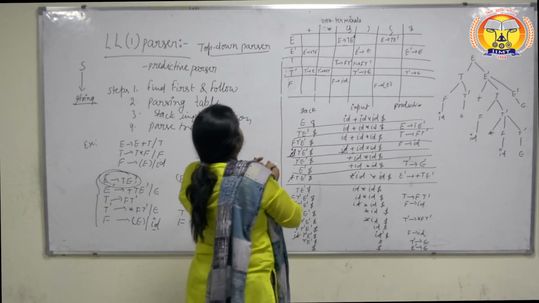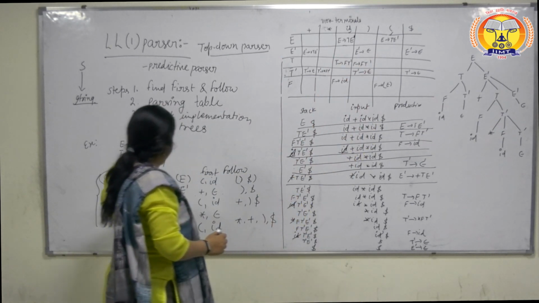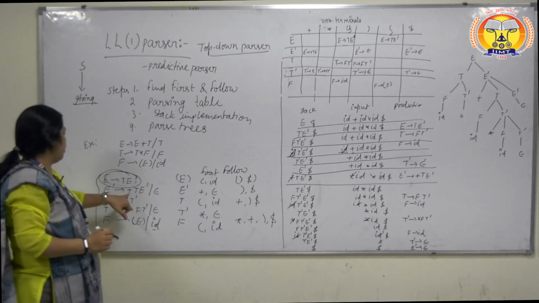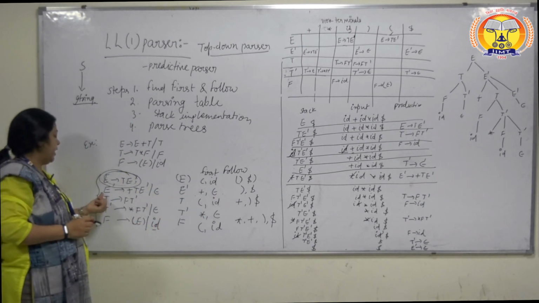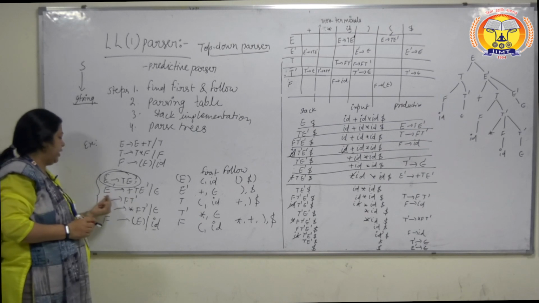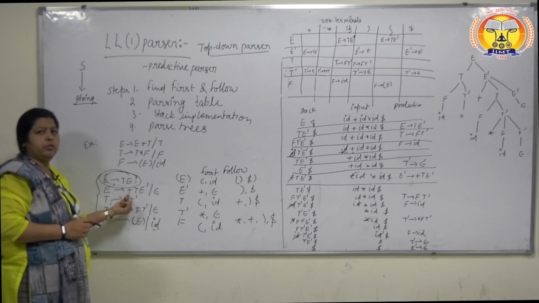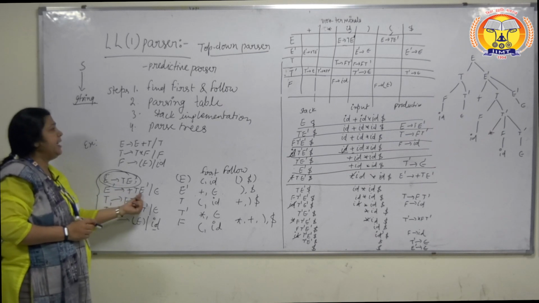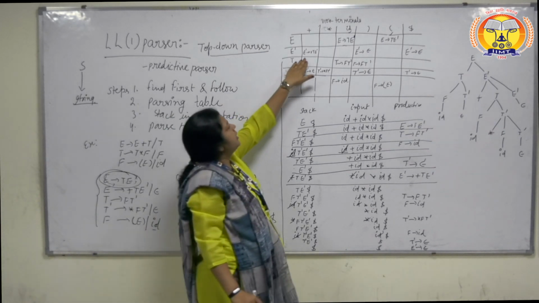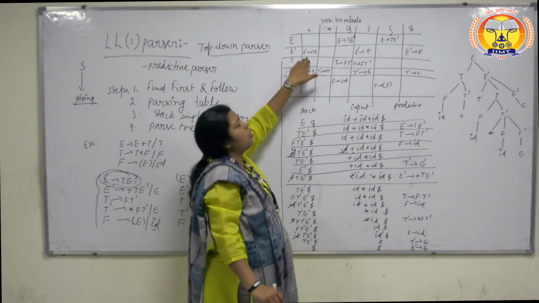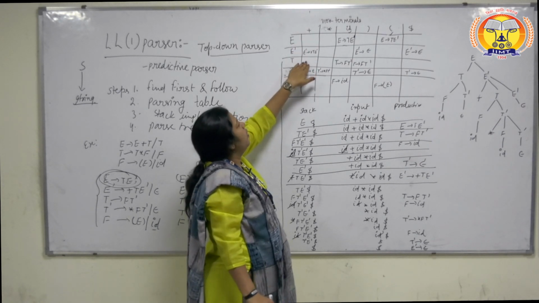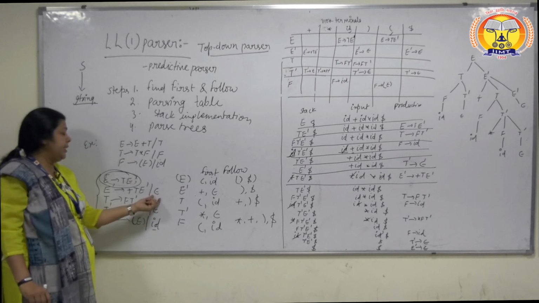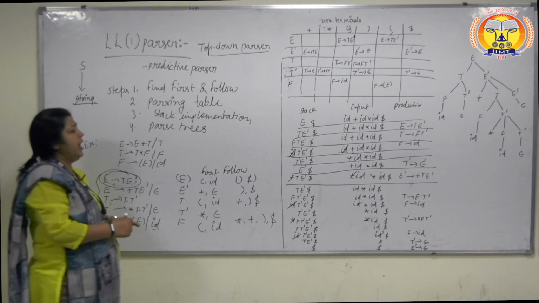Same with E dash. What is the first of E dash? Plus and epsilon. How do we get the plus from the E dash production? It is direct; it comes from that production only. E dash tends to plus T E dash. So we will write E dash tends to plus T E dash in the column of the plus terminal. Now there is one more entry, that is E dash tends to epsilon.